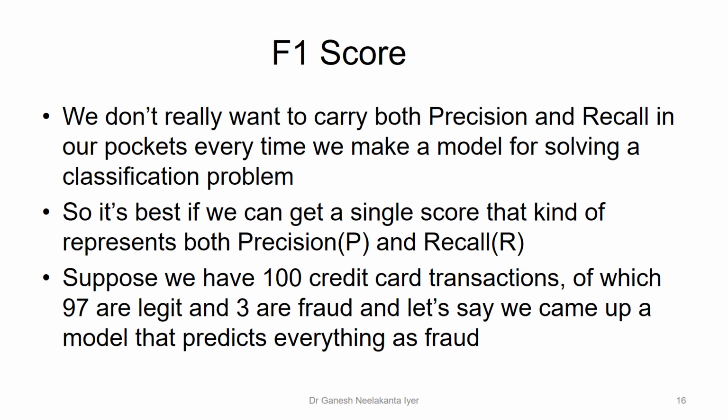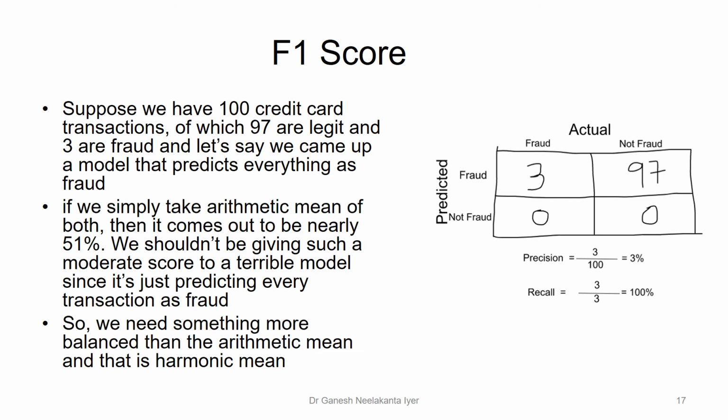Suppose we have 100 credit card transactions, of which 97 are legit and 3 are fraud, and let's say we come up with a model that predicts everything as fraud. If we simply take the arithmetic mean of both, then it comes out to be nearly 51%. We shouldn't be giving such a score to a terrible model, since it is just predicting every transaction as fraud. So we need something more balanced than the arithmetic mean, and that is the harmonic mean.